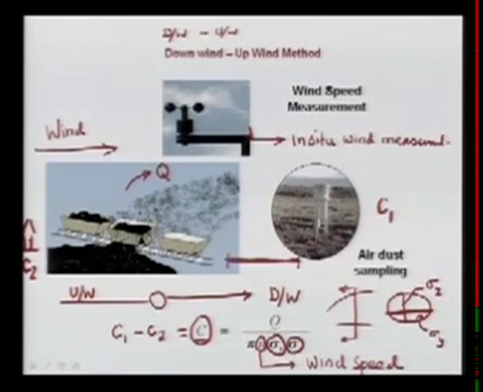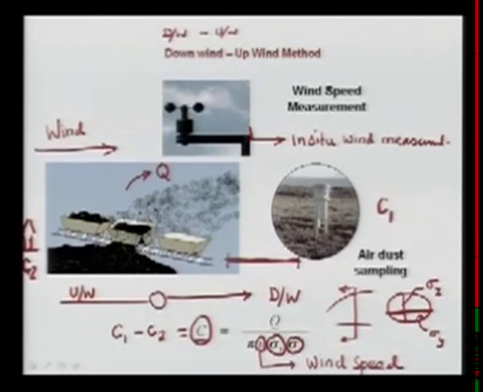Okay, very quickly, what you have is the source. Here you do the measurements in the downwind, you do the measurements in the upwind, wind is blowing like this, and you measure some meteorological parameters in situ. And the C1 minus C2 is the impact of the emissions from the source, and that is related to the total emission rate from the source, Q, divided by pi u sigma y sigma z.